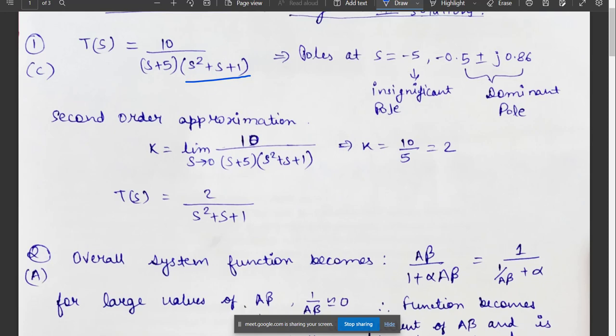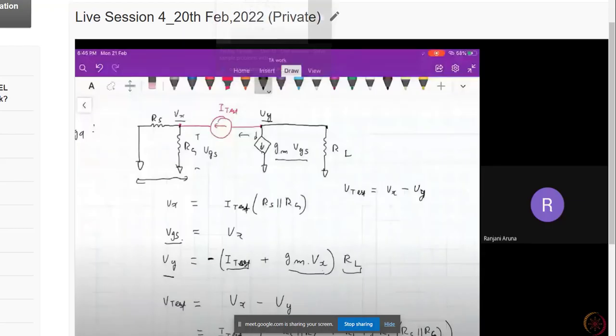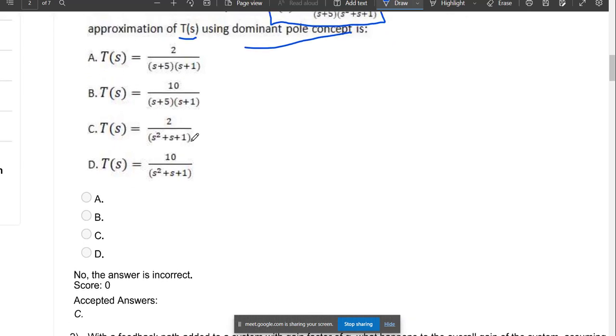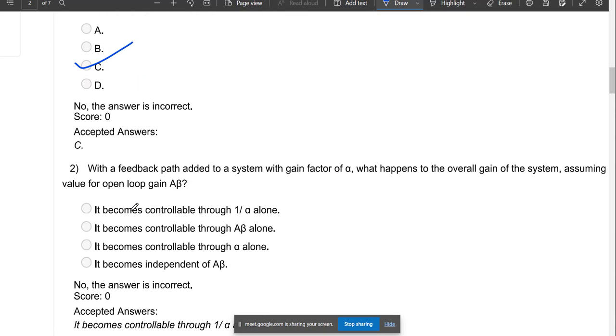Okay, let's move ahead and try to solve the next question. So here option C looks like the correct one, right? So option C. Now let's go to the second question.